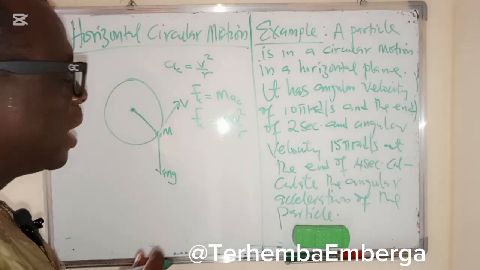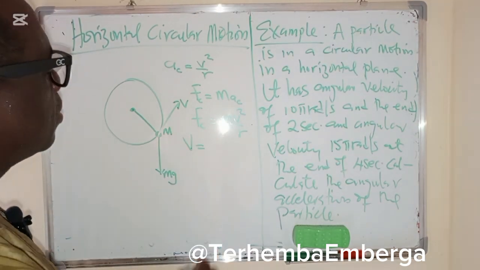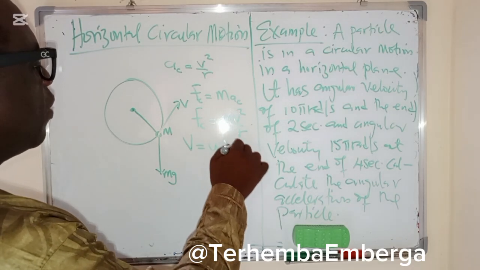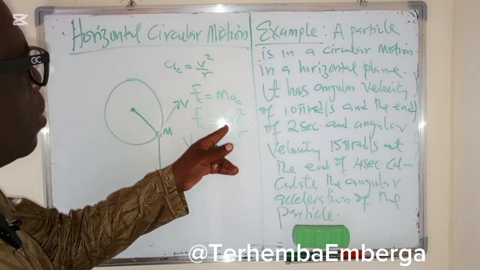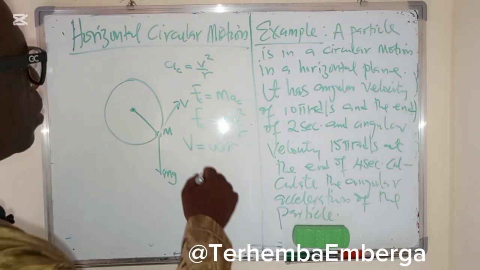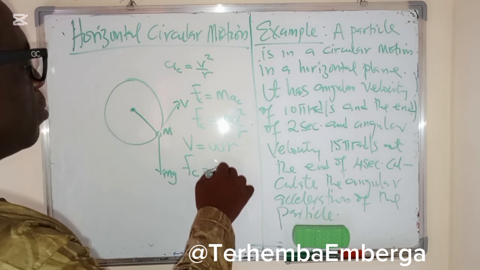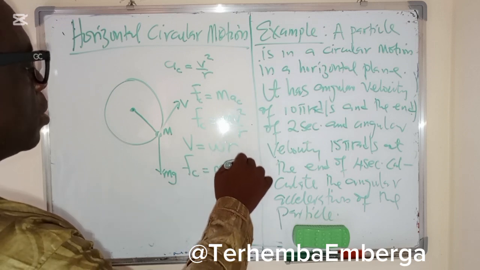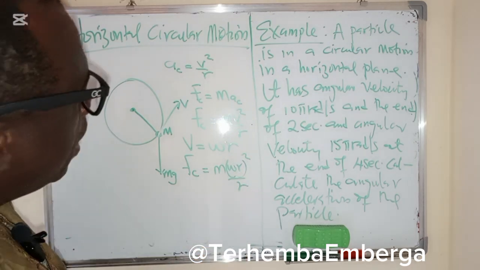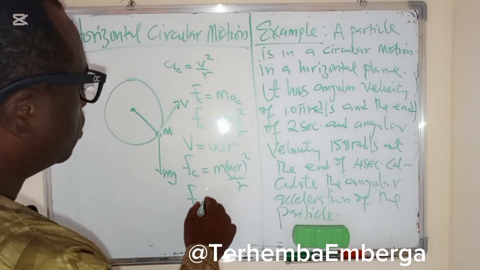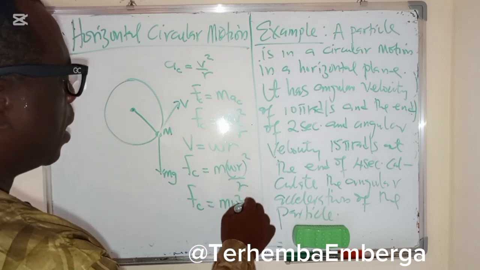And in one of our classes, we also stated the relationship between linear velocity and angular velocity. So with this expression, we can rewrite the centripetal force as F_c equals m (omega r) squared all over r. By simplifying this, we can say that the centripetal force is equal to m omega squared r.